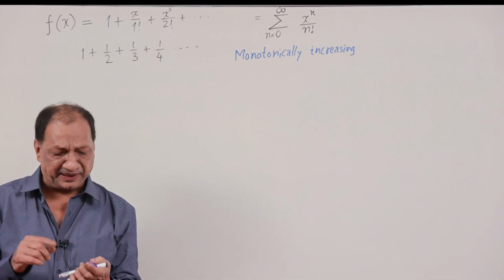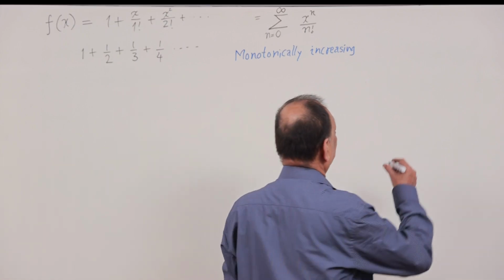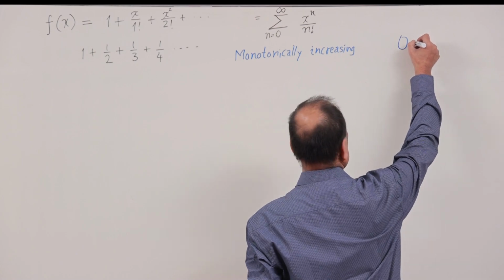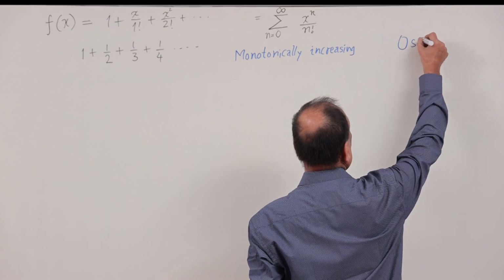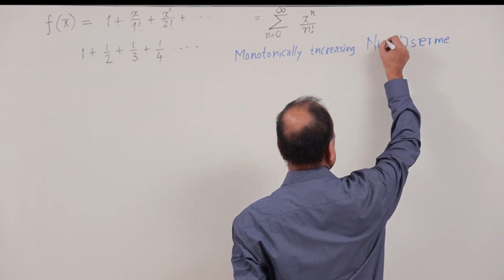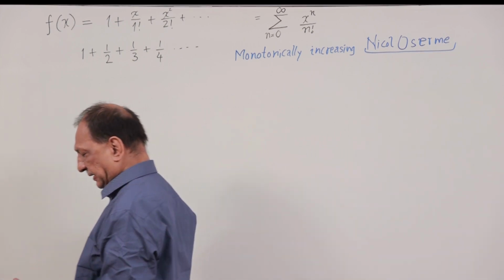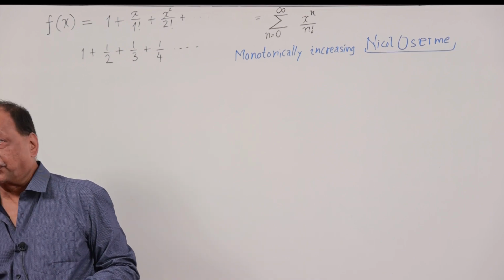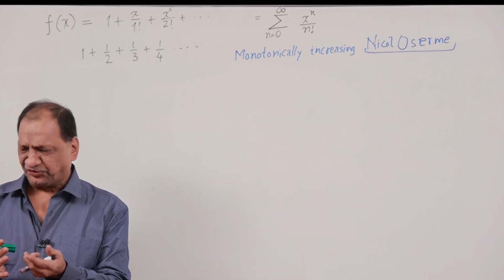Now, the first time, in the 14th century, our friend, I wrote his name in the morning, Nicole Oresme, a French name. He is the first person to have stated that this harmonic series is divergent actually. It's not convergent, it is divergent. How did he prove that? Very simple method. I'll show you that also.